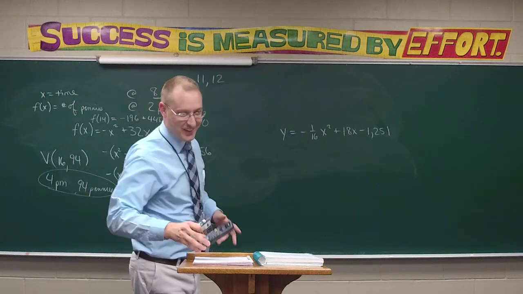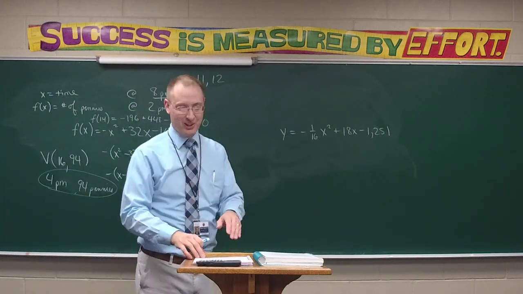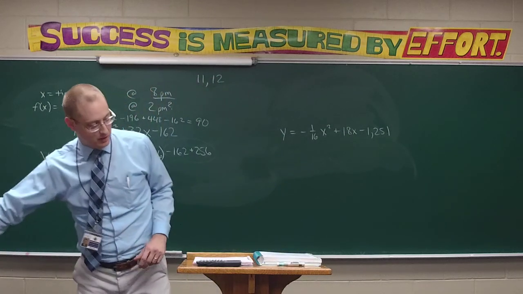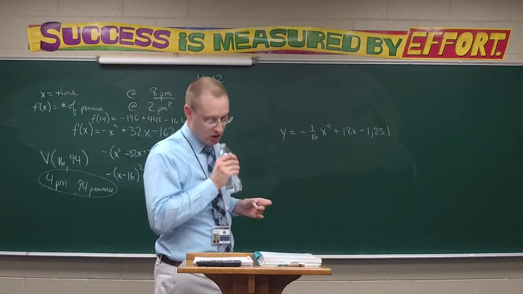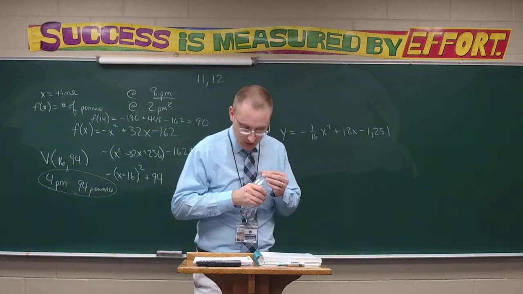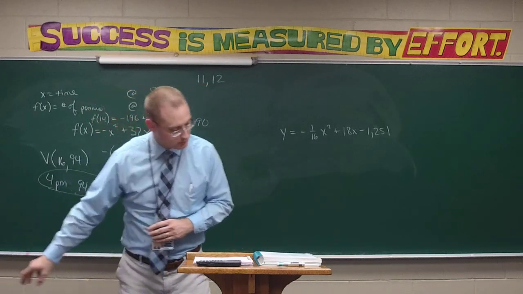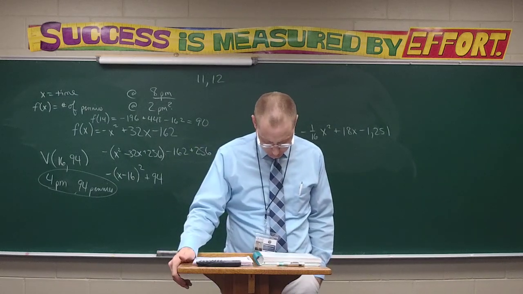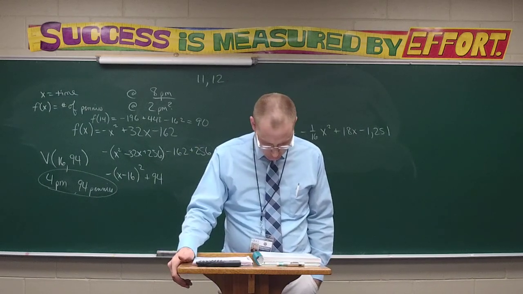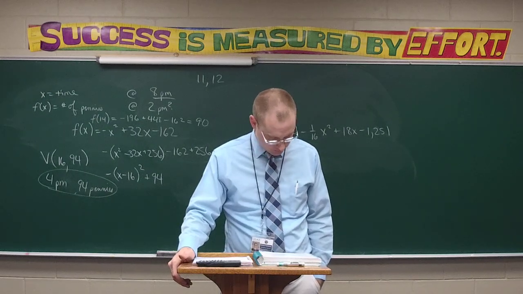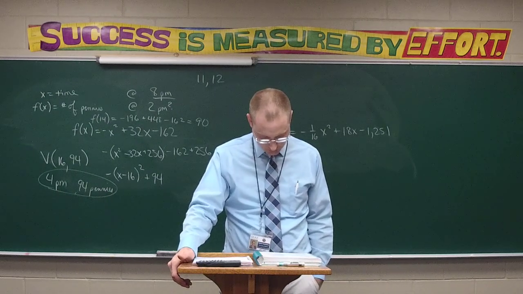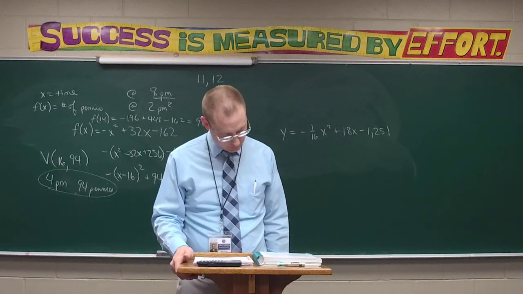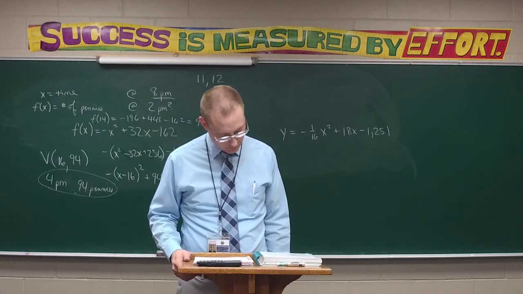Let's take a look at number 12. Read number 12 for us, if you would. Kendall: A high school baseball player was playing catch with a teammate. On a particular throw, the flight of the baseball followed the parabolic path represented by y equals negative 1/16 x squared plus 18x minus 1,521, where x represents feet traveled horizontally and y represents vertical feet. How high will the ball be from its highest point?